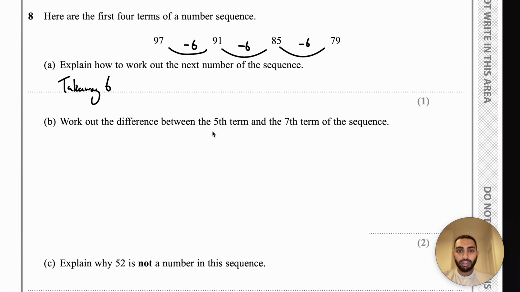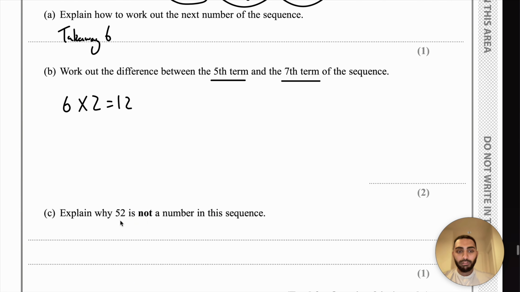Work out the difference between the 5th term and the 7th term of the sequence. One way you could do this is you could continue the sequence on and find the 5th term and the 7th term. But because you know you're taking away 6 every single time, and there's 2 terms between these, you could just do 6 multiplied by 2, which is 12.